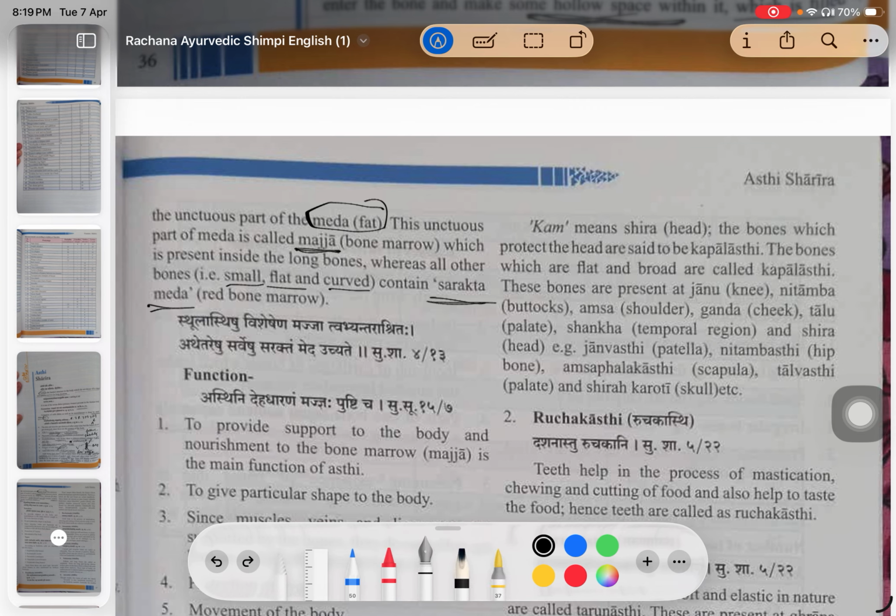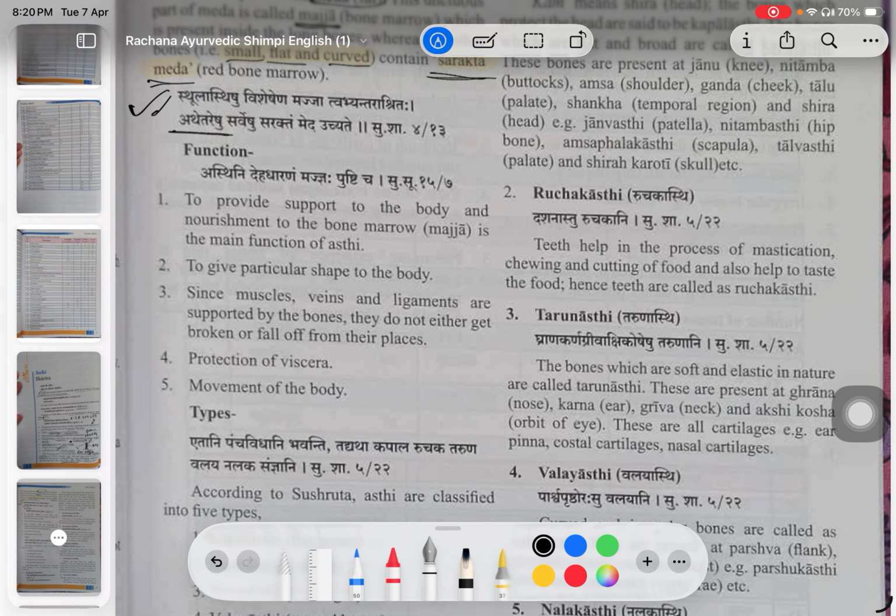Then Athetareshu Sarveshu Saraktam Meda Uchyate. The other ones, meaning all the other bones, small, flat, and curved, contain Sarak Meda. This is what is explained in this shloka, right? Alright, let's move on.